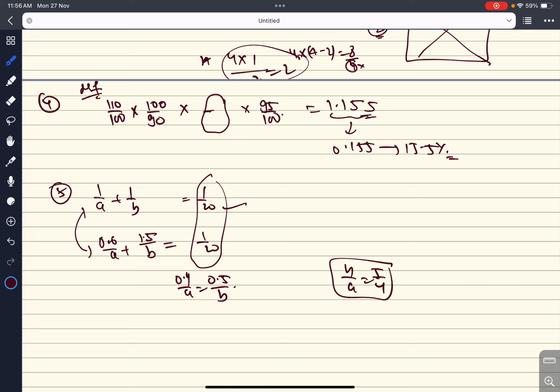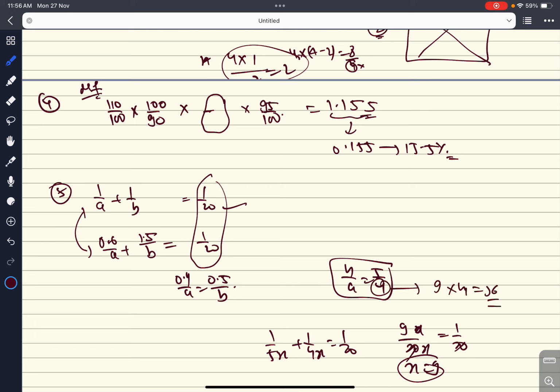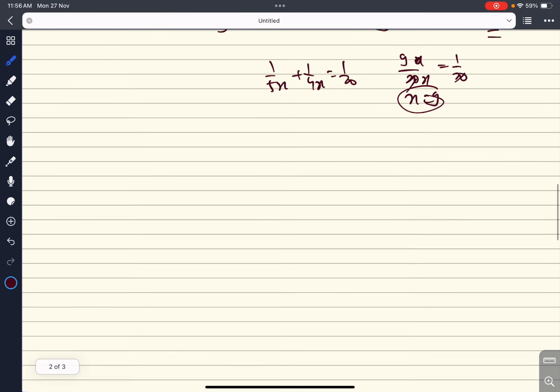Now our question was to find the time taken by the faster one to complete the work. So we can write this as 1 by 5x plus 1 by 4x equal to 1 by 20. So 9 by 20x equal to 1 by 20. So x we got as 9. So the faster one will take 9 into 4, equal to 36 days. That was the answer. This was also a good question.